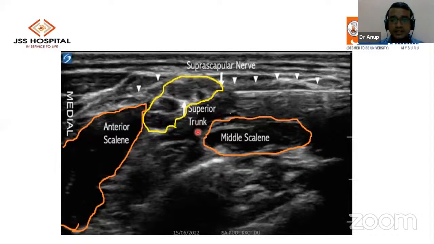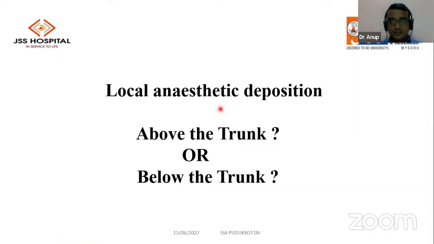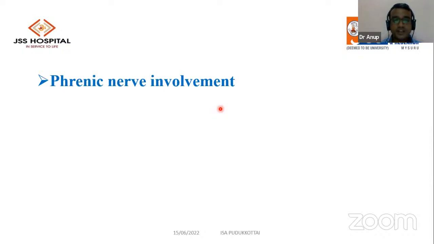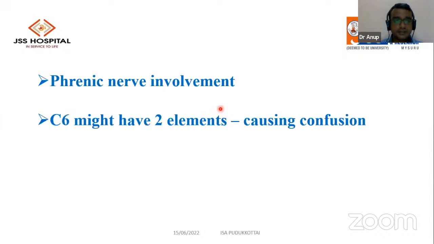But just to get the faster onset of action, it is not prudent to poke around the trunk so much, because this can cause injury to the nerves. Now, what are the pitfalls of interscalene block that are negated by superior trunk block? As described before, phrenic nerve involvement is avoided. And as I told you earlier, C6 might have two elements causing confusion.